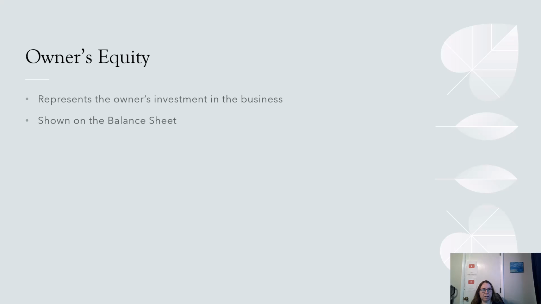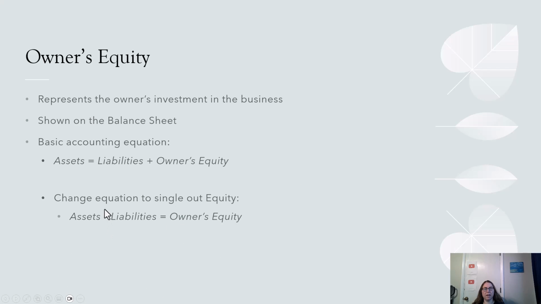It's shown on the balance sheet, and the balance sheet is basically set up in an equation format. Your total assets, which are the resources and things you own in your business, are going to equal the debt of the business or liabilities plus equity. If you were to single out owner's equity in the equation, you would subtract liabilities from both sides, and it would change your equation to be assets minus liabilities equals owner's equity.